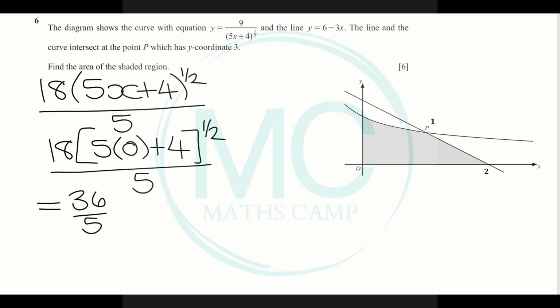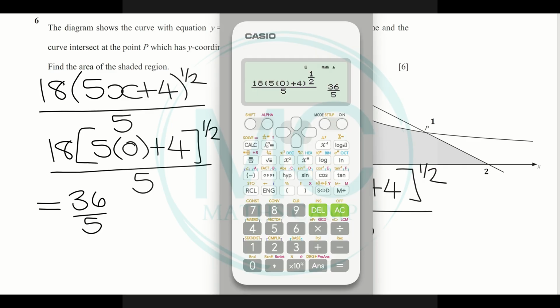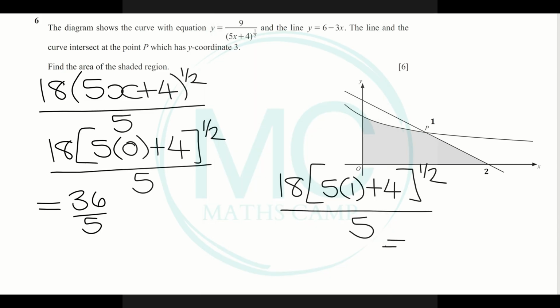Now we can substitute 1 into the equation. I'm going to say 18, open a bracket, 5 multiplied by 1, plus 4, close the bracket with an exponent of 1 over 2, all over 5. Take my calculator, and that is equal to 54 over 5. I can say 54 over 5.